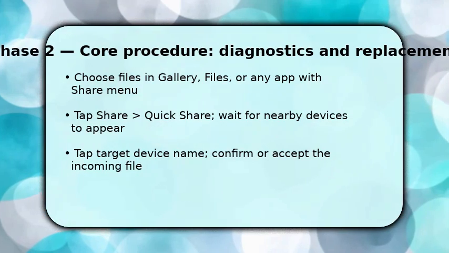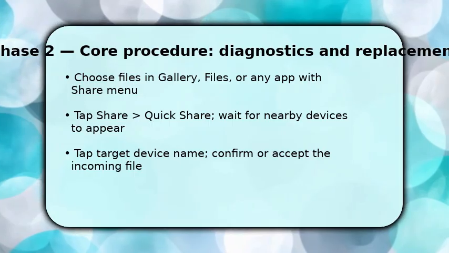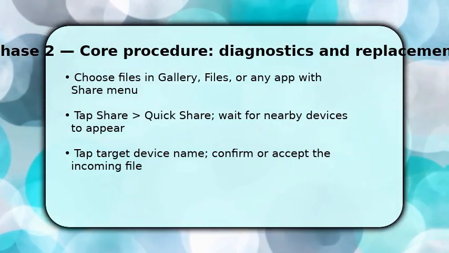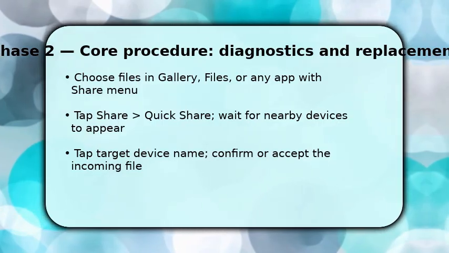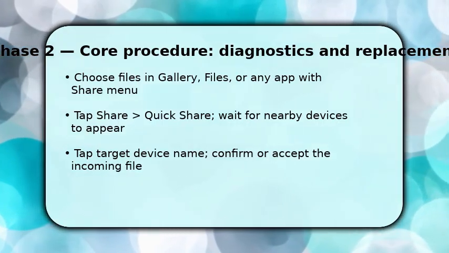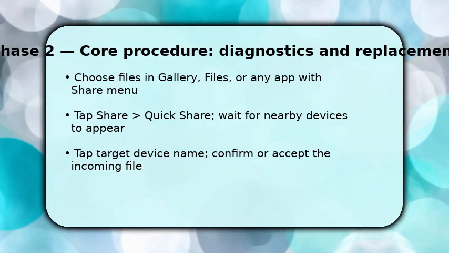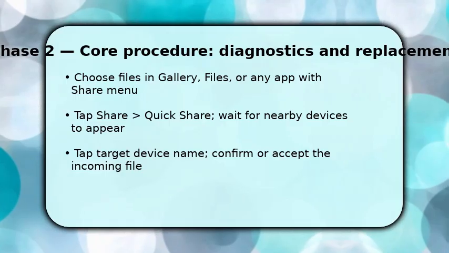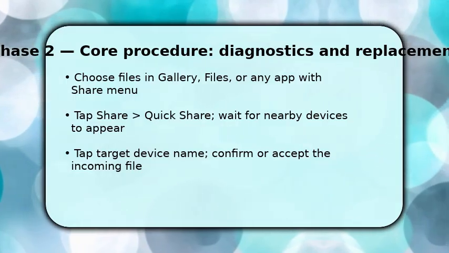You select the photos, videos, or documents to send, then tap the share icon and pick Quick Share. This leverages a peer-to-peer connection for speed. Once you tap Quick Share, your phone scans nearby devices. Make sure the receiver's Quick Share visibility matches your selection. When the recipient appears, tap their device name. The other person must accept instantly.